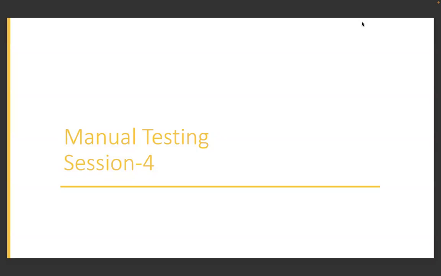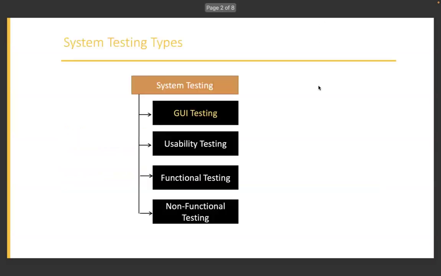Okay, perfect. So today we will be moving on to manual testing, the system testing part, wherein you remember, right? System testing basically comprises four major different types of testing. That is GUI testing, usability testing, functional testing, and non-functional testing. So GUI comes under graphical user interface. Then we have usability testing. Then we have functional testing and the non-functional testing.